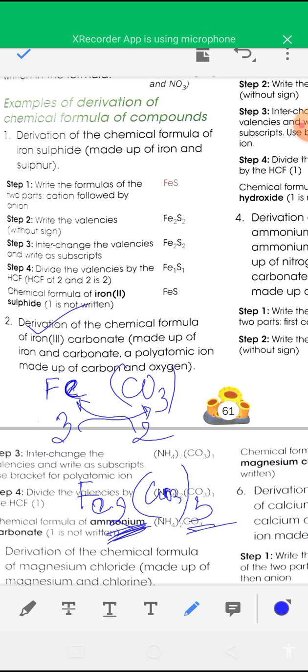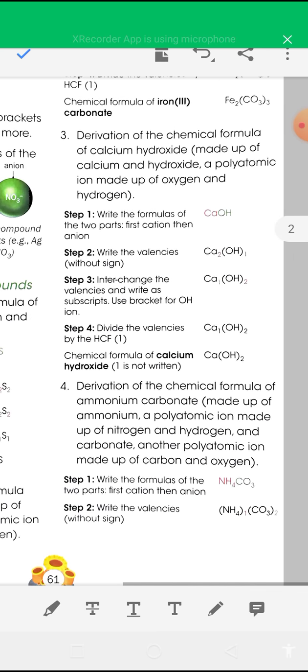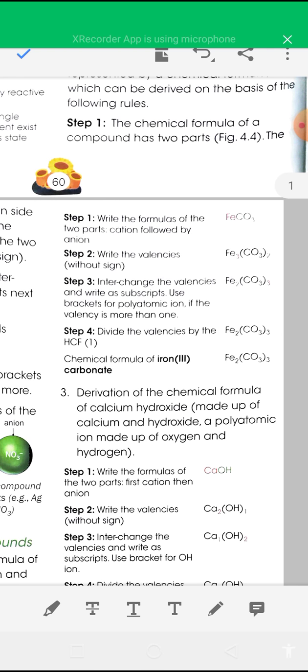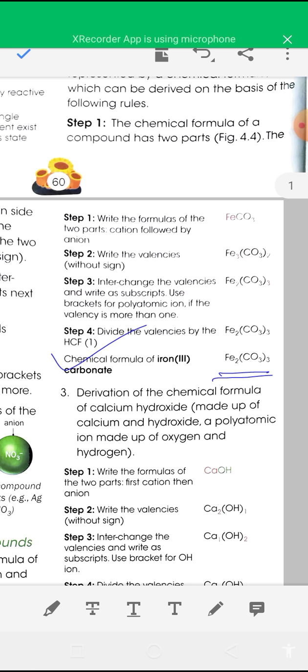If there is no common factor, then just join together and write them as a single unit. So the formula of iron 3 carbonate becomes Fe2(CO3)3, whole thrice. It is the chemical formula of iron 3 carbonate.